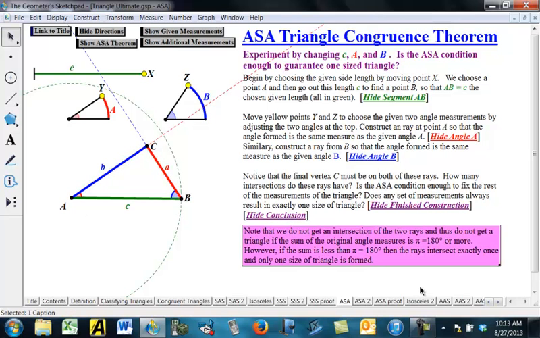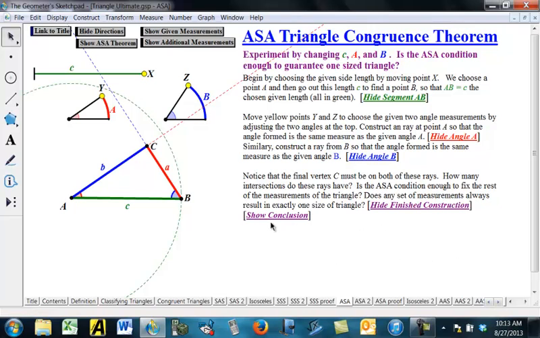So what's our conclusion? The conclusion is that we get one single triangle here.